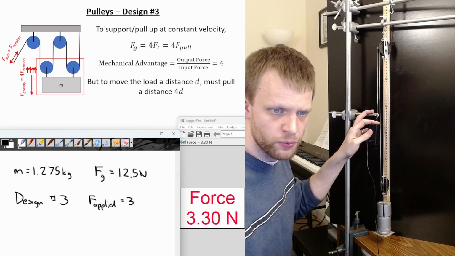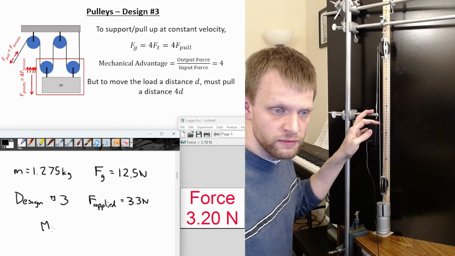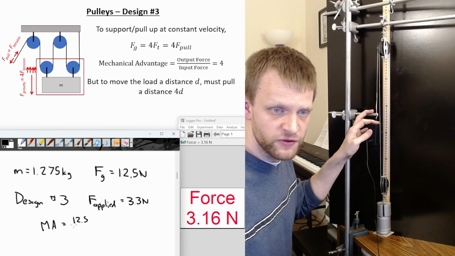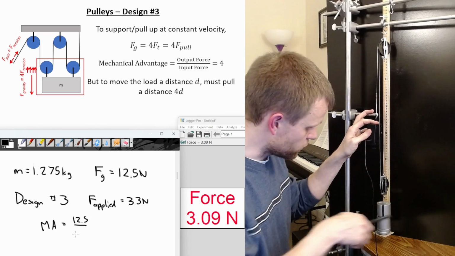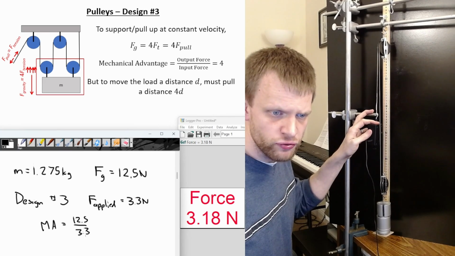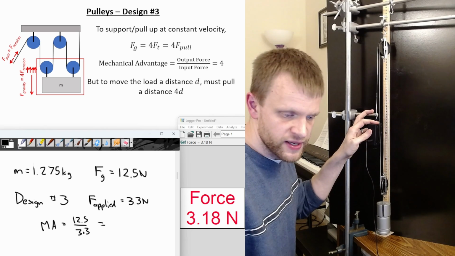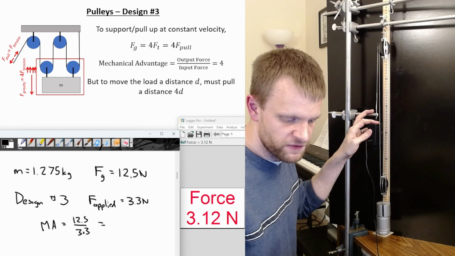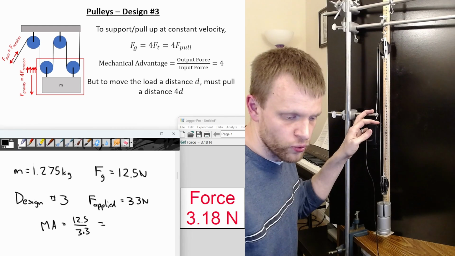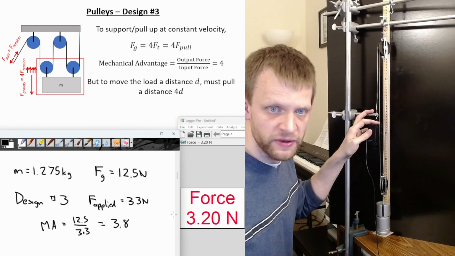So around 3.3 newtons. Which means that our measured mechanical advantage would be 12.5 newtons for the output force, how much force we are supporting in this case. The input force is 3.3 newtons. And if we calculate that, 12.5 divided by 3.3, I get 3.8 essentially. So 3.8 for a mechanical advantage.